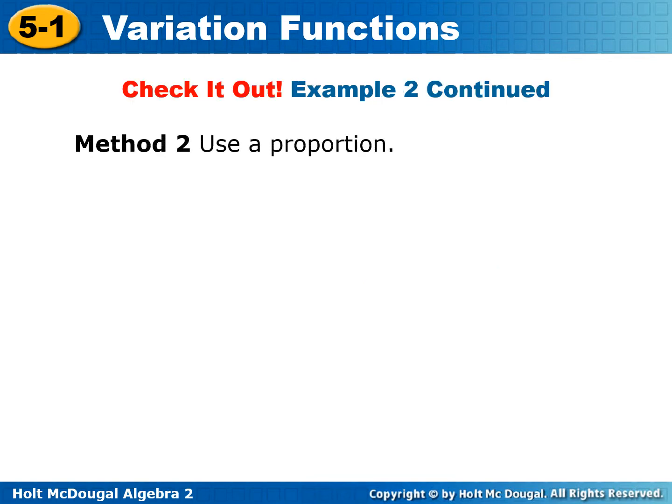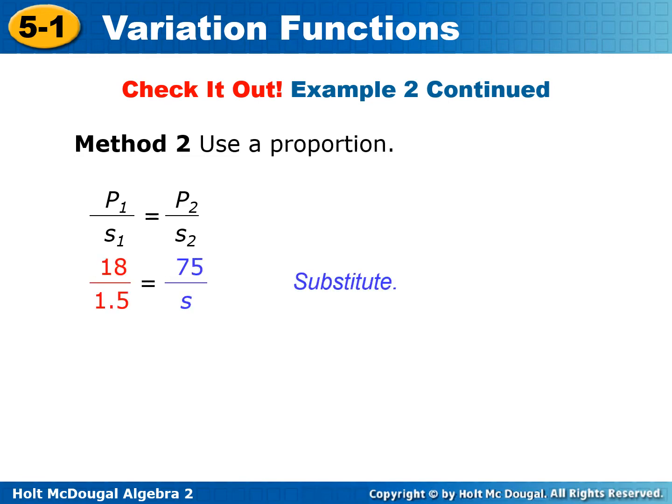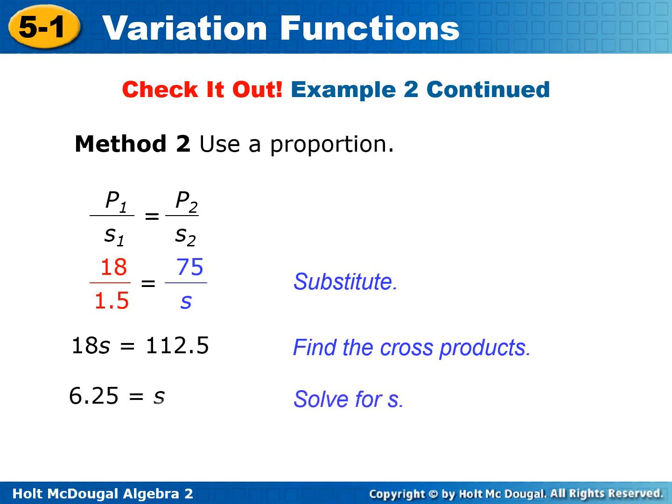Now let's use method number 2, using proportion. So using proportion, we are going to have P1 over S1 equals P2 over S2. Substituting all the values that we have, 18 over 1.5 equals 75 over S. Then we are going to have the cross multiplication and then dividing both sides by 18. So 112.5 divided by 18, S equals 6.25. Whether method 1 or method 2, we arrive at the same answer.